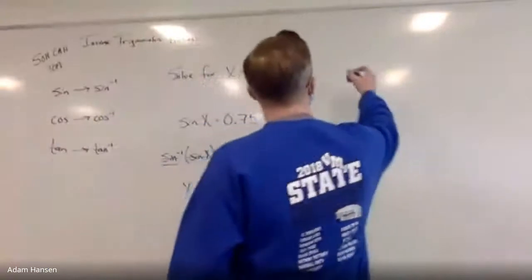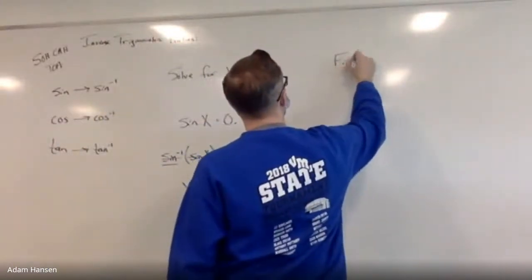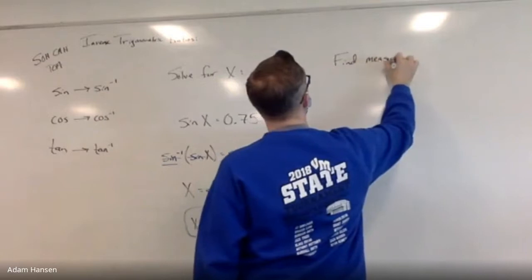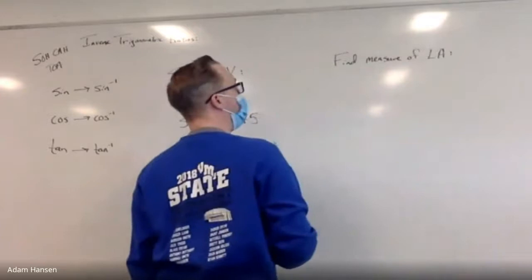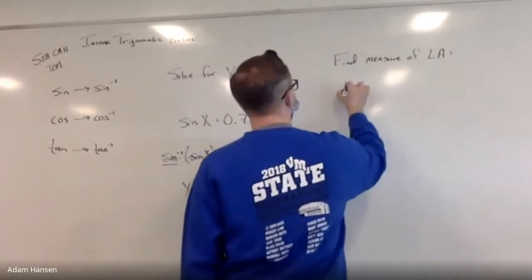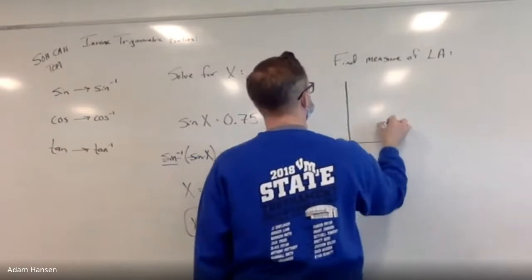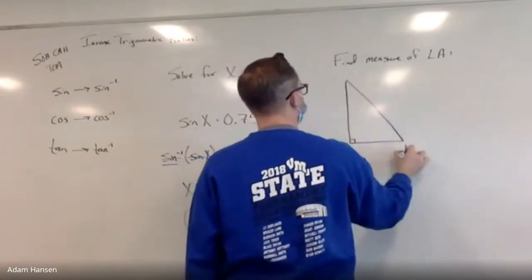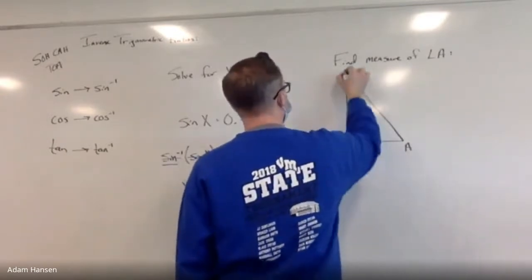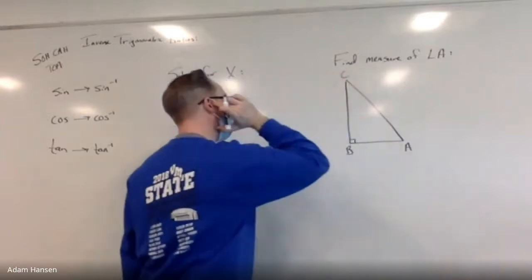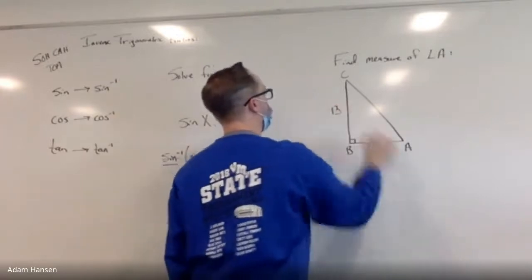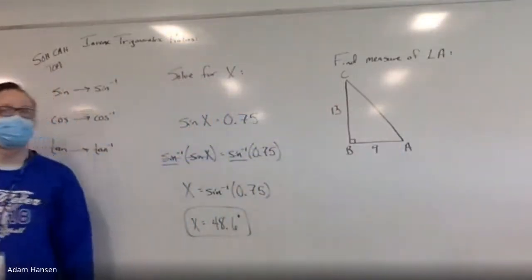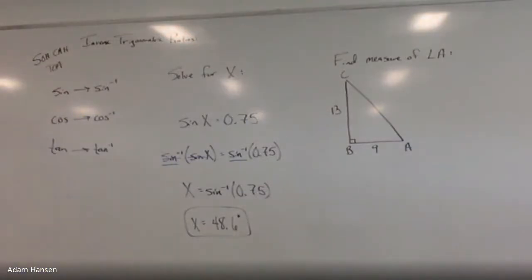All right, so let's try another one. Let's apply this to right triangles now. Let's find the measure of missing angle A. Right triangle ABC with B as the right angle. We've got two side legs shown. One is 9, the other is 13.